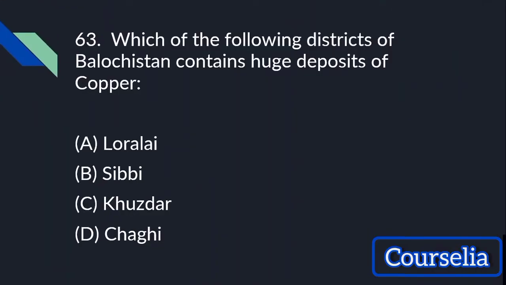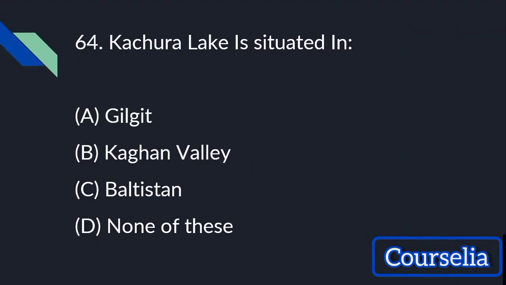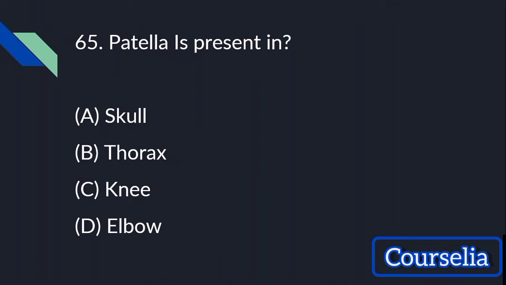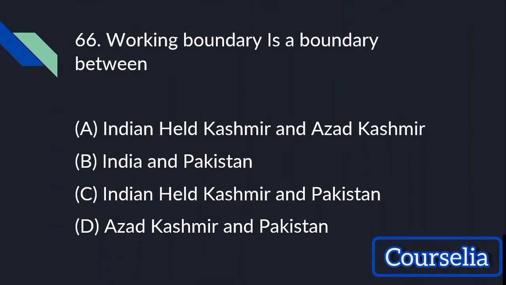Which of the following districts of Balochistan contains huge deposits of copper? Chaghi. Kachura Lake is situated in Gilgit, Kagan Valley, Baltistan, none of these. Baltistan. Patella is present in the knee, it is a bone of the knee. Working boundary is a boundary between Indian held Kashmir and Azad Kashmir, India and Pakistan, India held Kashmir and Pakistan, Azad Kashmir and Pakistan. Answer is Indian held Kashmir and Pakistan.